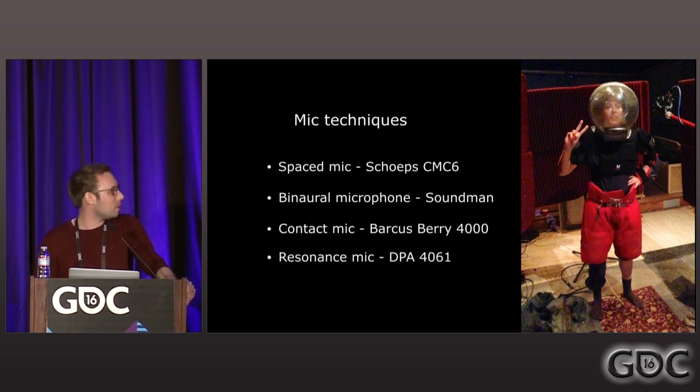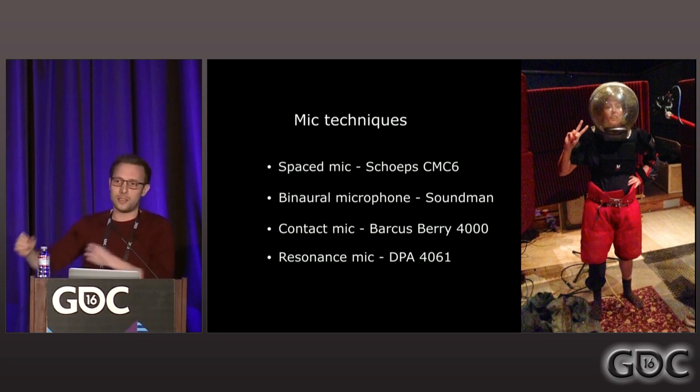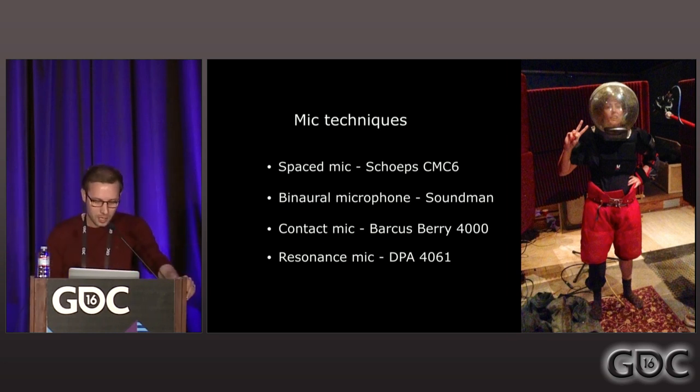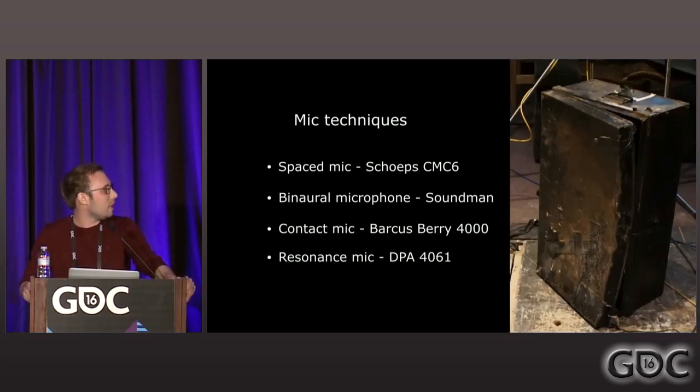And we also used something that we named a resonance mic. So this is basically when you put a microphone inside an object to capture its resonance. The object that we used in AI was a big metal box. So this goes next to the Foley artist, and we put a DPA microphone inside, a little miniature microphone, and it picks up her footsteps. And it sounds a bit like this.